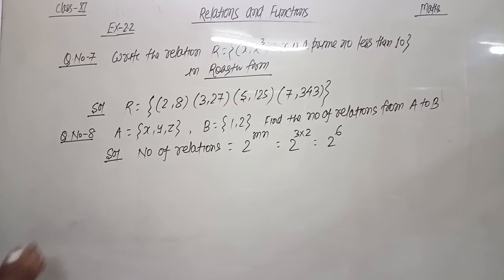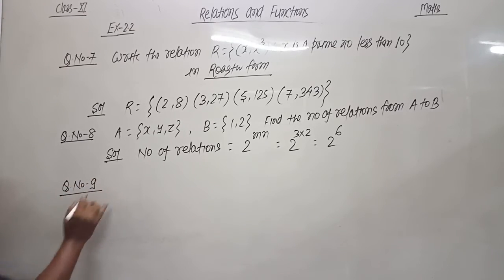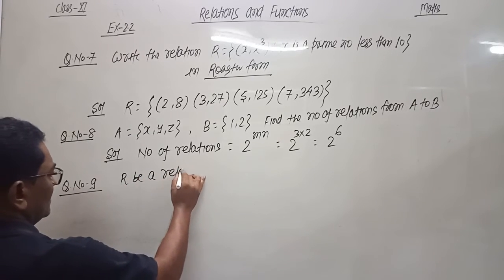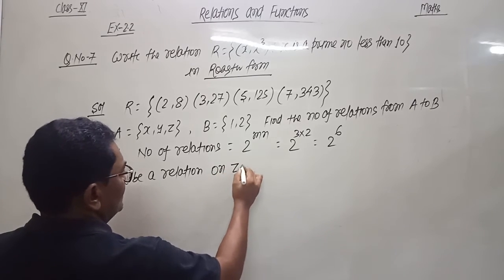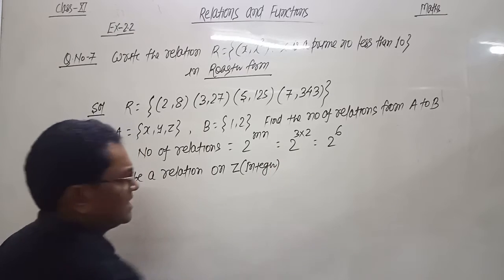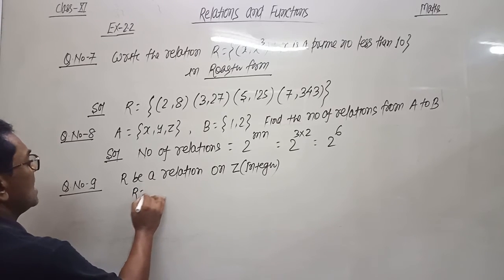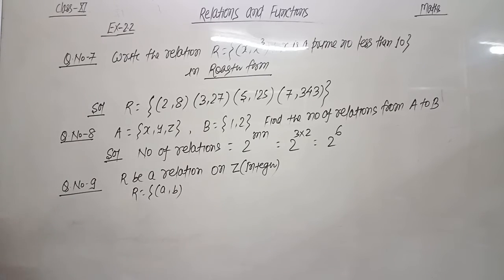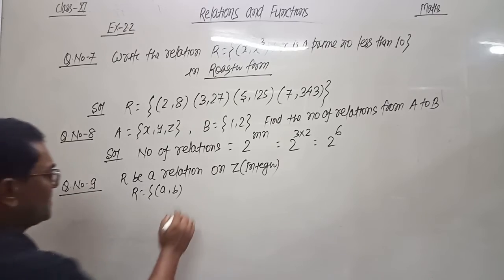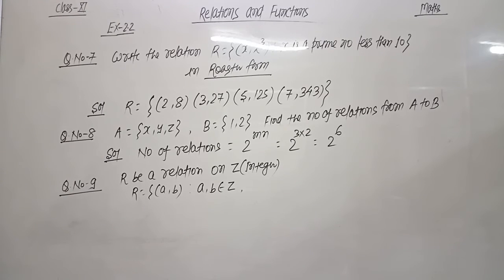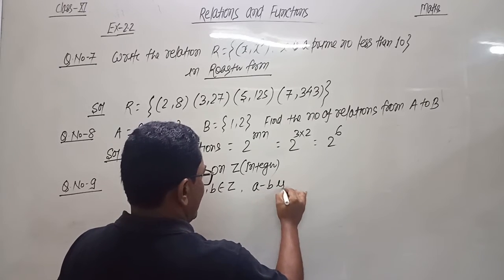Now the last question, question number 9. R is a relation on Z, where Z means integer, defined by R equals the ordered pairs (A, B) such that A, B belong to Z and A minus B is an integer.